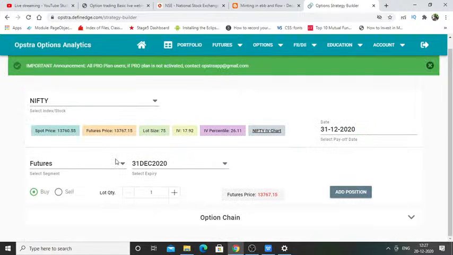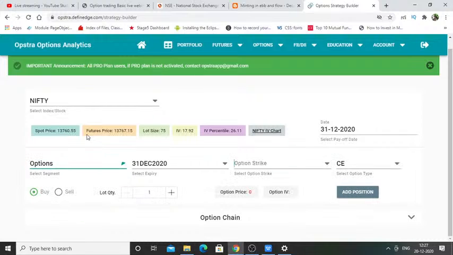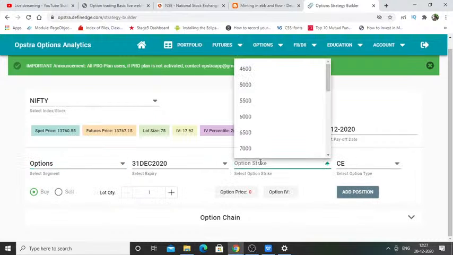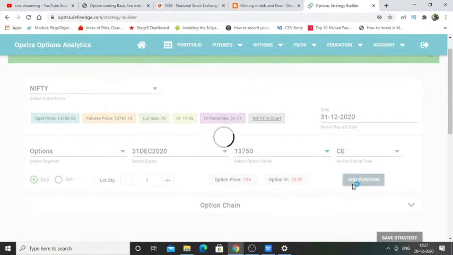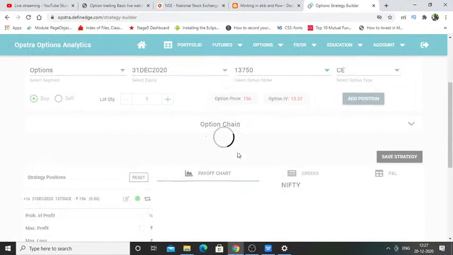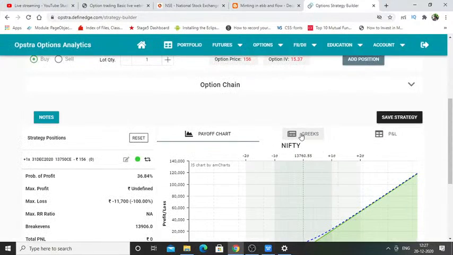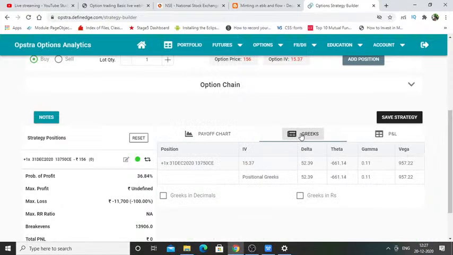I'll show you some examples. Right now 13760 is the market price. I'll show you the 13750 call option. If I am buying the 13750 call option, here you can see there is a tab called Greeks. In these Greeks you will come to know what delta, theta, gamma, and vega are. Just click on Greeks in rupees.